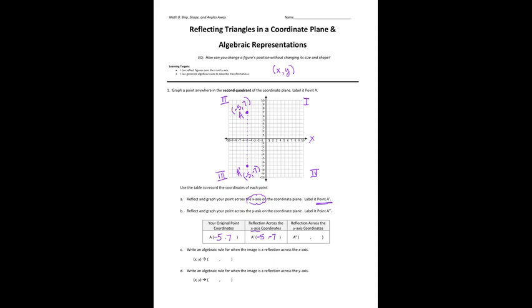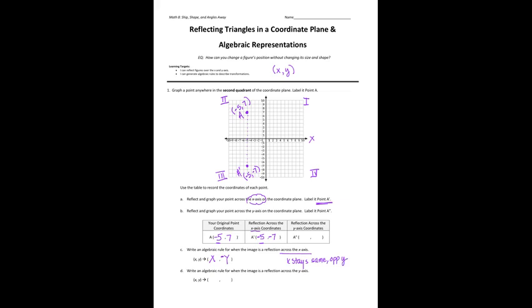Hopefully you notice when we go across the x-axis, our x coordinates stayed the same, but our y coordinate was the opposite. So the way we show that algebraically is we say, well, our x coordinate didn't change, but we took the opposite of the y coordinate. So across the x-axis, x stays the same. Make a note on your paper. X stays the same, and we take the opposite of y.